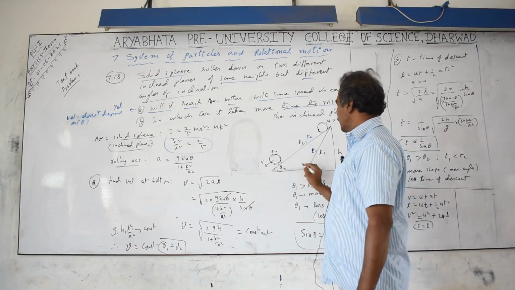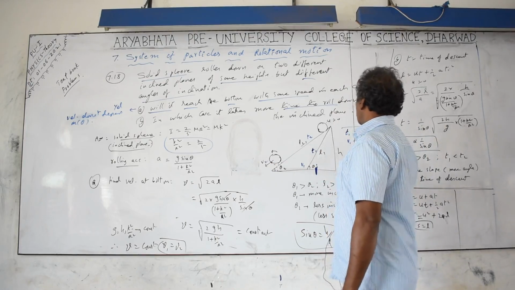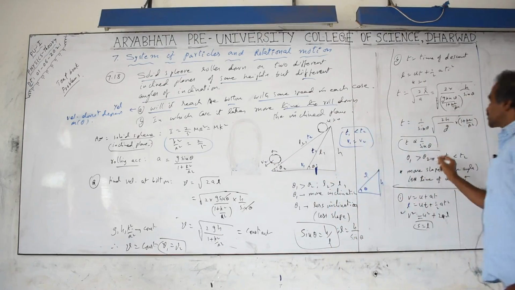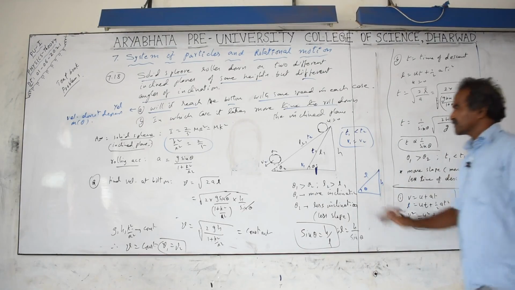But v1 here and v2 here are equal, v1 equals v2. So the relation we get is theta1 greater than theta2, and in the diagram example t1 is less than t2. More slope, more angle means less time of descent.